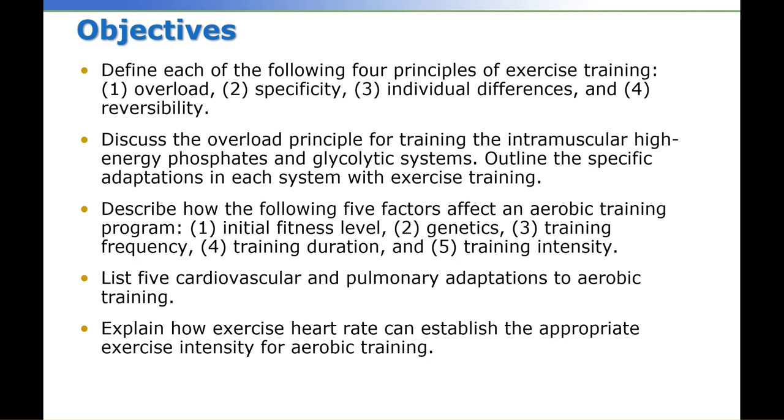Discuss overload principle for training the intramuscular high energy phosphates and glycolytic systems. Outline the specific adaptations in each system with exercise training. Describe how the following 5 factors affect an aerobic training program: initial fitness, genetics, training frequency, training duration, training intensity. List the 5 cardiovascular and pulmonary adaptations of aerobic training.